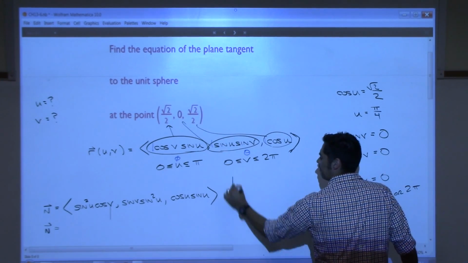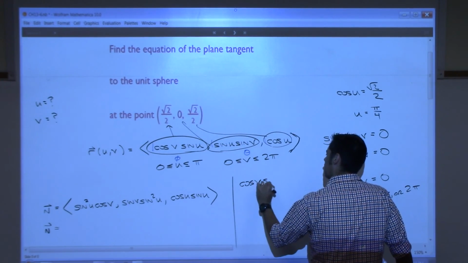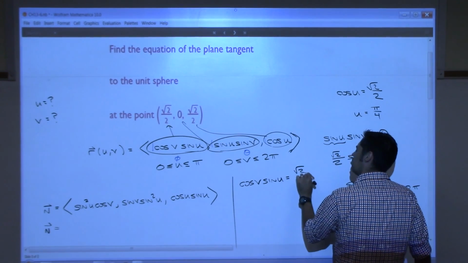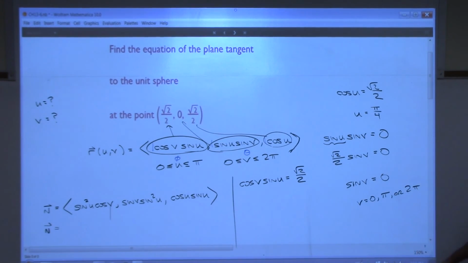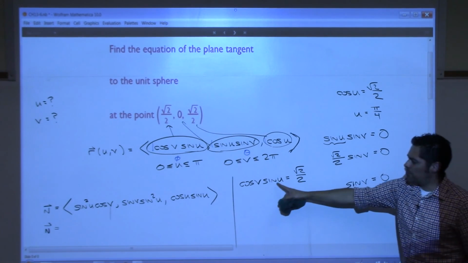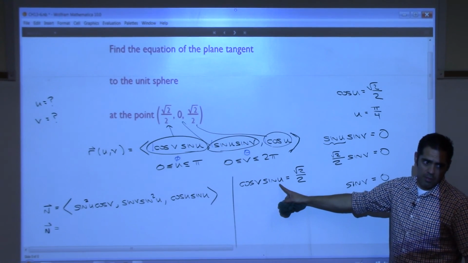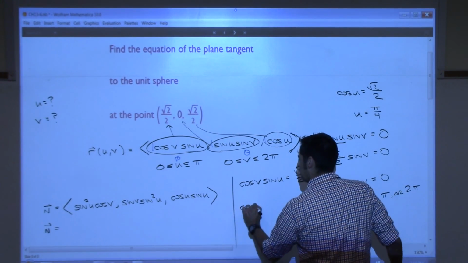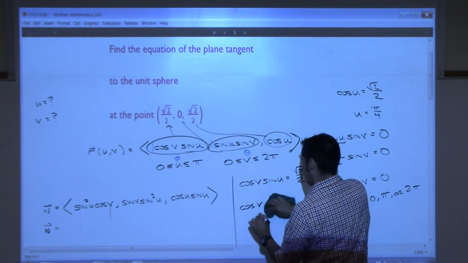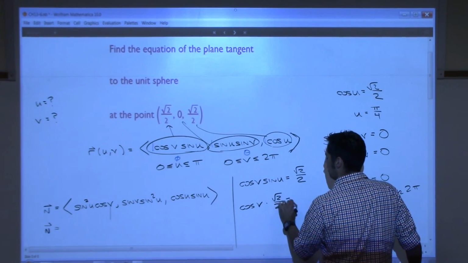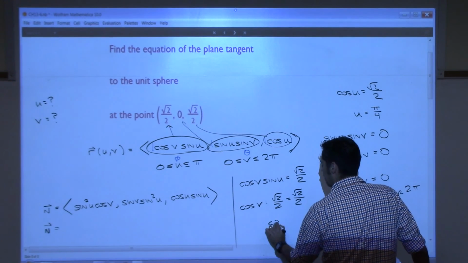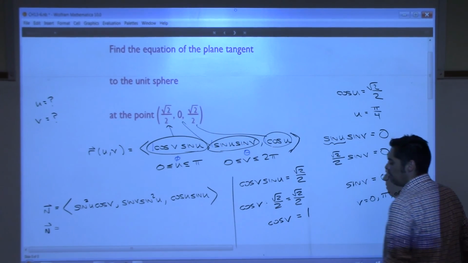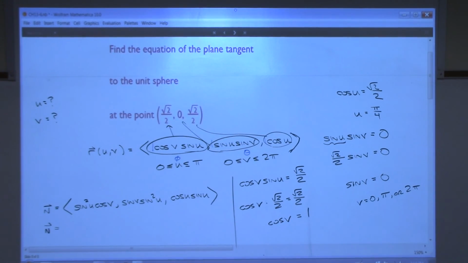Cosine v times sine u must be root 2 over 2. We know what u is, right? u is pi over 4. Then this would be sine of pi over 4, which is root 2 over 2. So cosine v times root 2 over 2 must be root 2 over 2, which means cosine of v must be what? 1. Where's cosine 1? 0 and 2 pi? Okay, 0 and 2 pi.